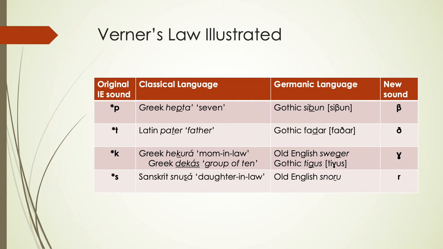And then in a word like Latin pater, for father, you get fadar in Gothic, and so you're getting the voiced sound instead of the voiceless sound that you might expect. In something like the Greek word hekura, you get Old English sweor, so the r sound is happening there, where you would expect an h sound instead. And then an example from Sanskrit, snusa, for daughter-in-law, becomes the Old English word snoru.